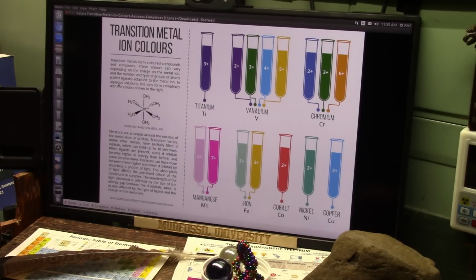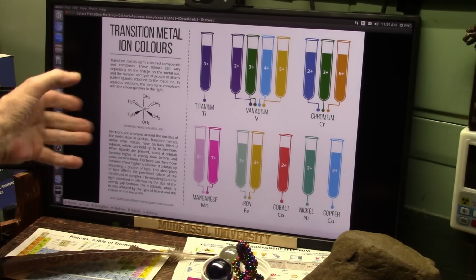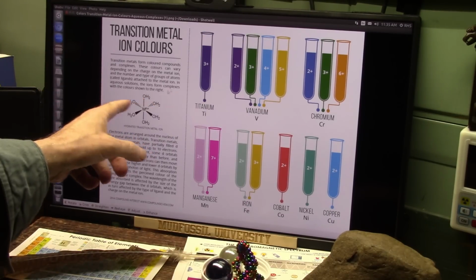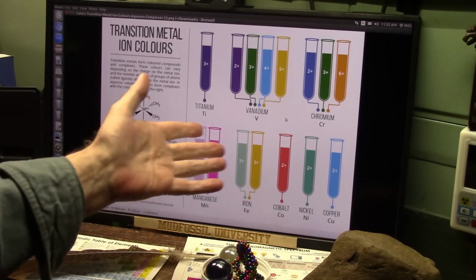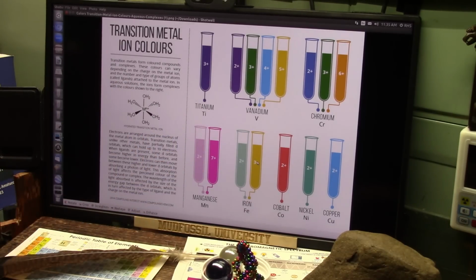Now, this is in aqueous solutions. This is in the water in your blood. The ions form complexes with the colors shown to the right. And here's the colors. And I find these all the time in my fossils. They're just everywhere.